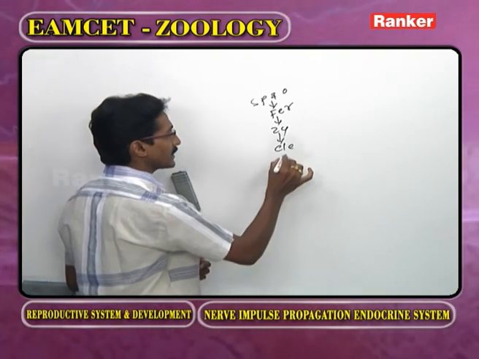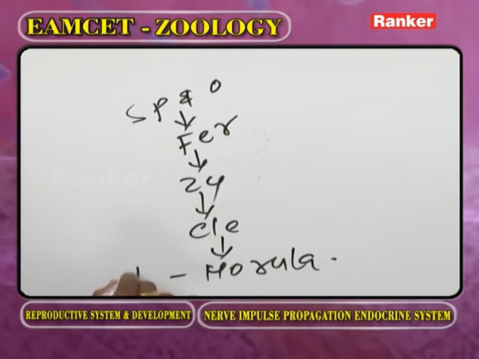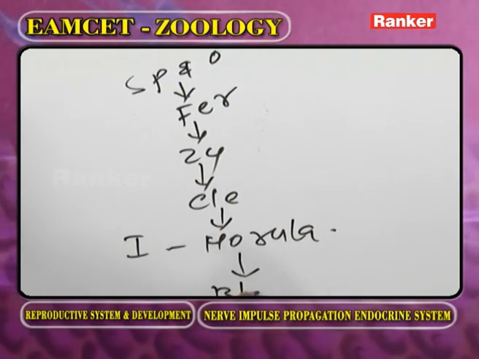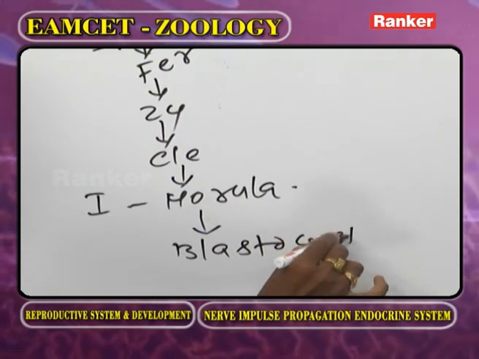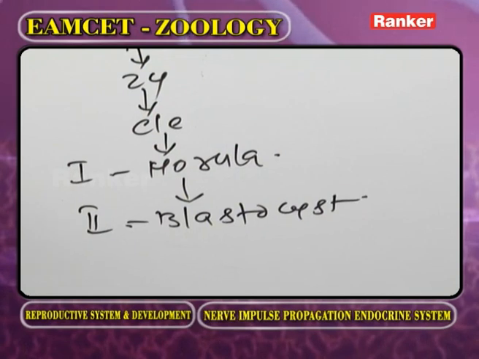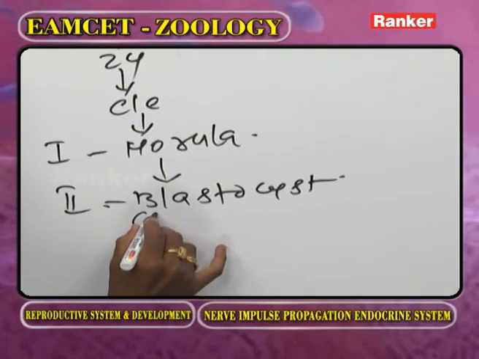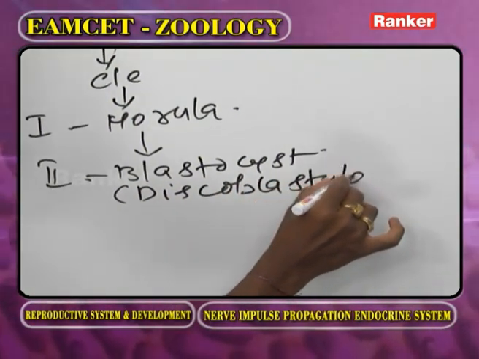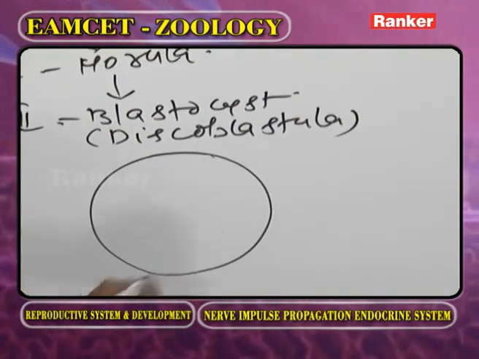Cleavages. After cleavages we are getting the first stage of development, morula. Now the morula becomes blastula, but in mammals we call it a blastocyst. Now it is the second stage of development, that we call blastocyst. Now in the blastocyst one stage we call it discoblastula. Now in the discoblastula stage you have to observe the diagram.